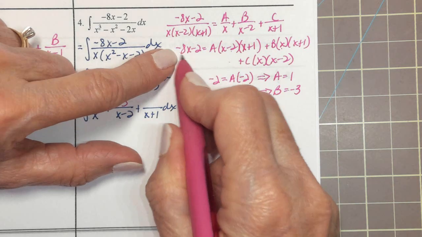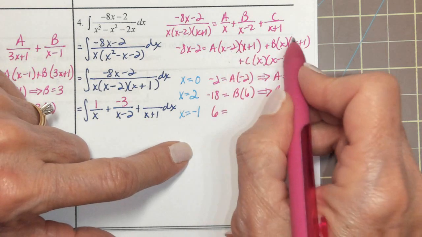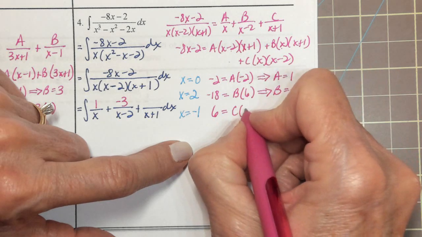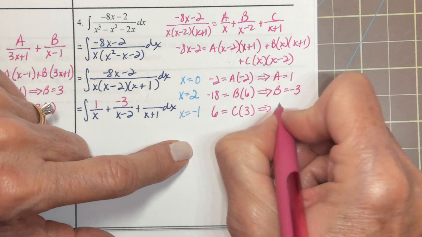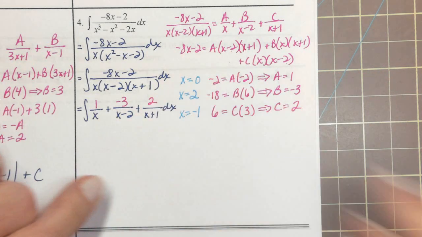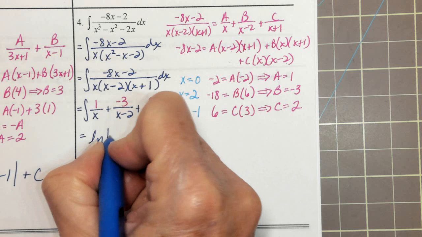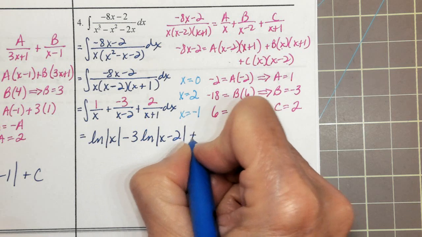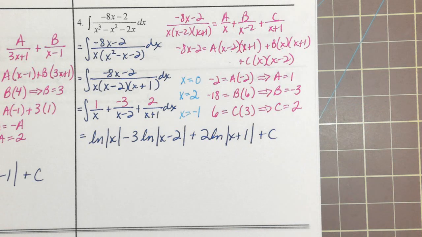Last convenient x value will be negative 1. When x is negative 1, we have 8 minus 2, which is 6, and that's equal to, the a term zeroes out, the b term zeroes out, c times negative 1 times negative 3, which is 3, so we get that c is 2. Integration time, and we get ln absolute value x minus 3 ln absolute value x minus 2 plus 2 ln absolute value x plus 1 plus c. And we are done.